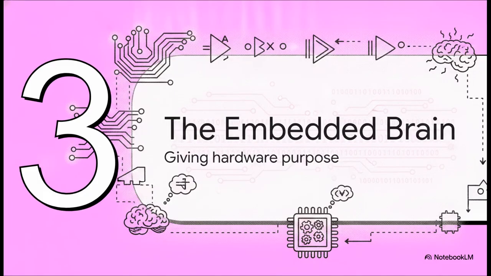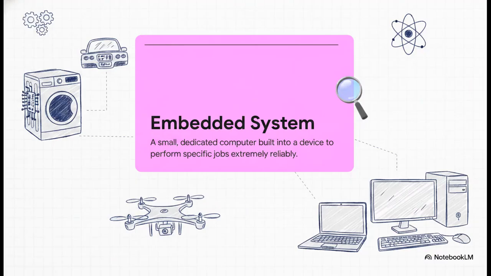Okay, section 3, the brain, embedded systems. This is where we give the hardware a purpose. We call this digital brain an embedded system. Basically, it's a small, dedicated computer built directly into a larger device. The key takeaway here is how it compares to, say, the laptop or desktop you're probably using right now.